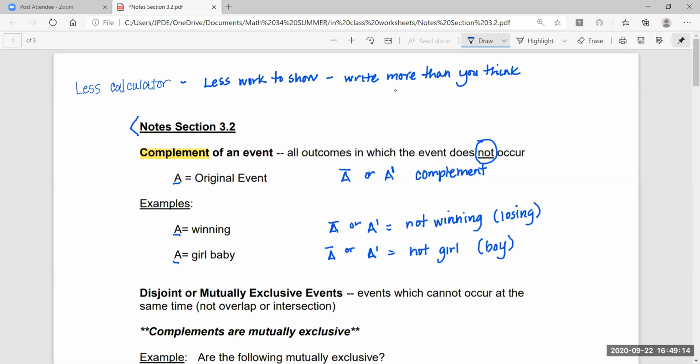So with the complement, right now you may not really feel like you see how that's going to help you, but as we move forward, there are going to be situations where knowing the complement is going to be helpful.